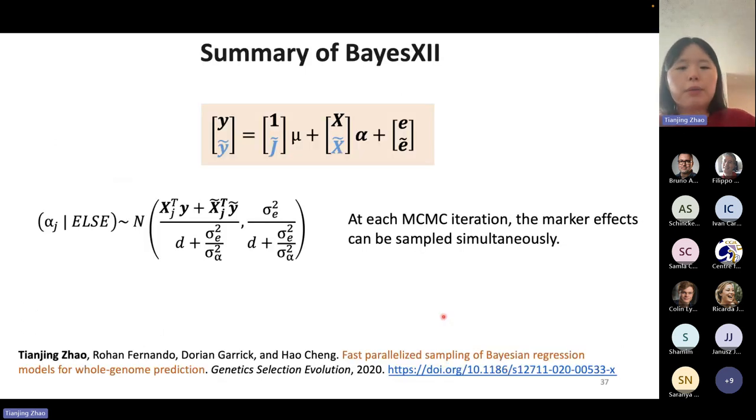So here is a summary of our new algorithm. We augment new data to make the columns orthogonal such that the full conditional distributions of marker effects are independent. So we can sample them in parallel. And this paper has been published in JSE.